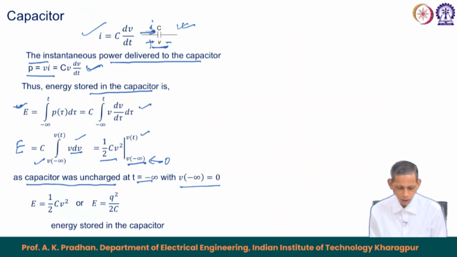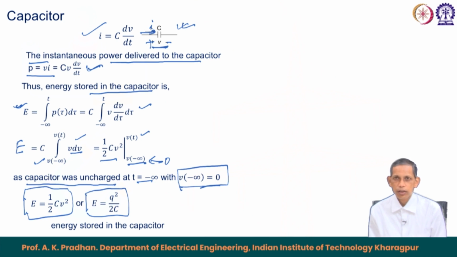That becomes half C V squared, or if we substitute C V equals Q, then E equals Q squared upon 2C, or as the very common formula, E equals half C V squared, given that the capacitor voltage at minus infinity is 0. So, this is the energy stored in a capacitor at any instant of time t when the voltage across it is V.